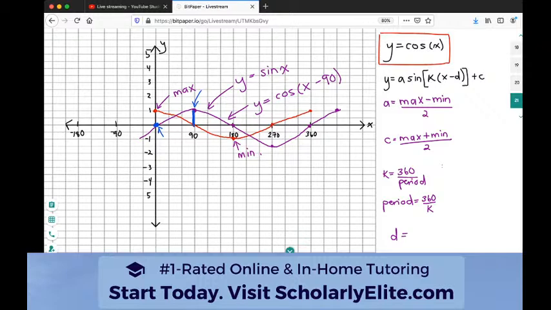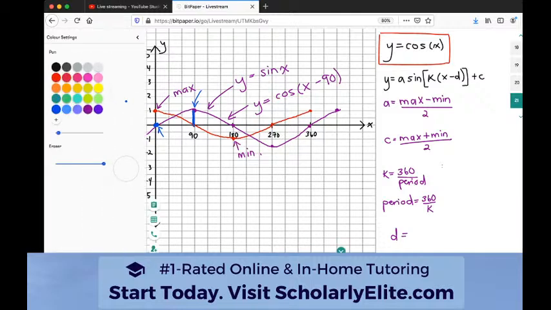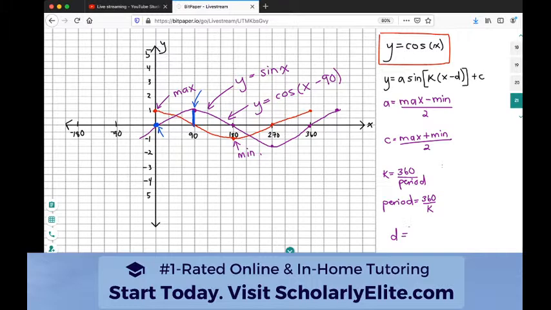So the one thing that I would tell you is basically look at where the function starts, based on standard cos and sine rules, and select your function.